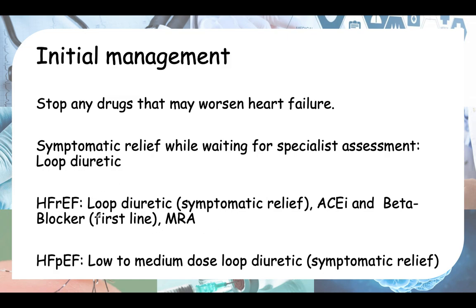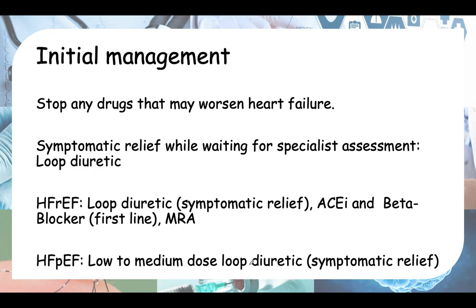So management depends on whether heart failure is heart failure with reduced ejection fraction or preserved ejection fraction. If preserved ejection fraction, they can be given low to medium dose of loop diuretics for symptomatic relief. Low to medium dose is a maximum dose of 80 milligrams of furosemide or its equivalent.